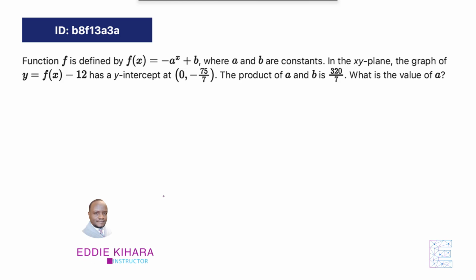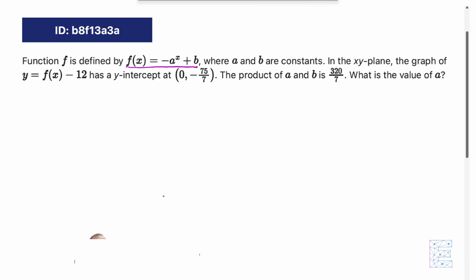Function f is defined by this function right here, where a and b are constants. In the xy plane, the graph of that function, which is f of x minus 12, has a y-intercept at (0, negative 75 over 7). The product of a and b is 320 over 7. What is the value of a?